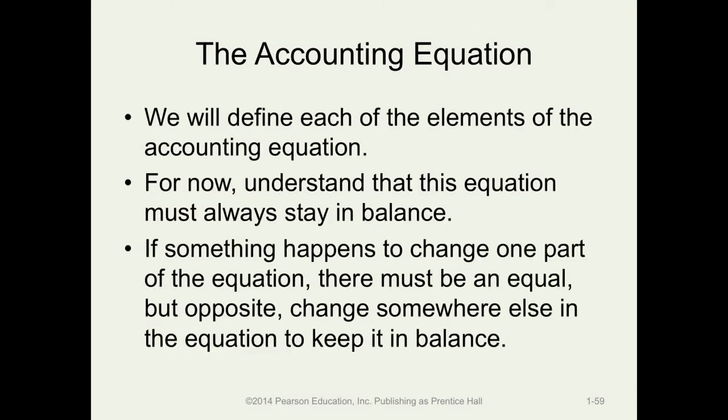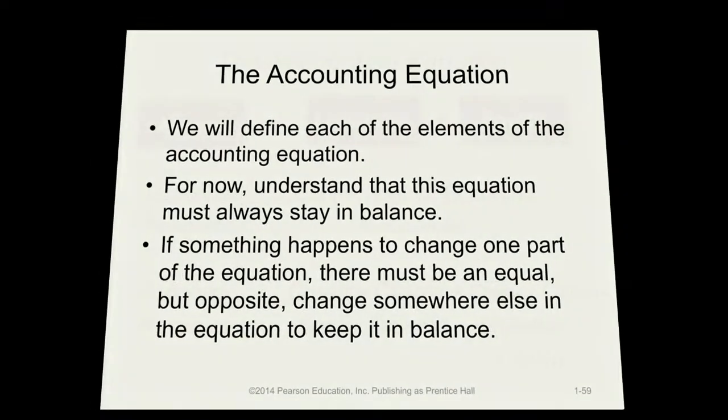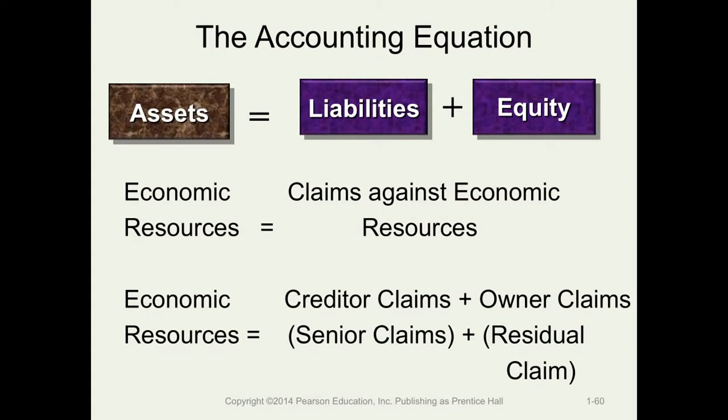We're going to define each element of the accounting equation. Before we get into the understanding, we need to be sure that you look at the equation very simply, and it's not anything different than any other equation you may have seen in basic mathematics. When something changes in the equation, an equal and opposite change must take place somewhere else in order to keep the equation in balance. When we look at some of the details, we look at assets as the economic resources that the firm owns, and liabilities and equity are claims against those resources.